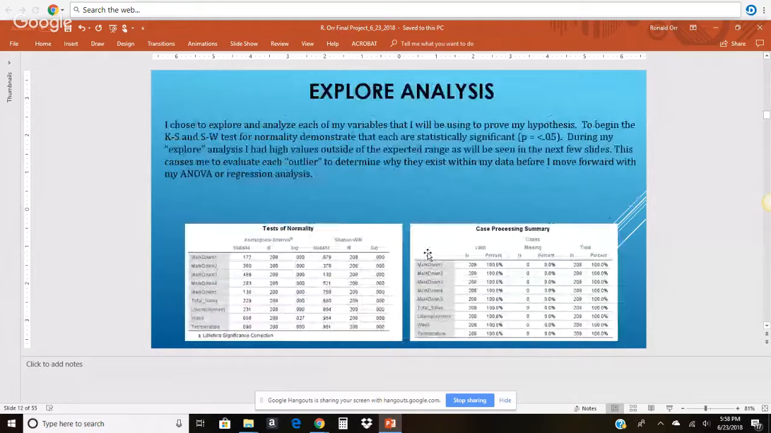I chose to explore and analyze each of the variables that I will be using to prove my hypothesis. As you could see, I need to demonstrate that they are statistically significant. During my explore analysis, I had high values outside the expected range, as will be seen in the backup slides. This caused me to evaluate each outlier to determine why they exist within my data before I move forward.